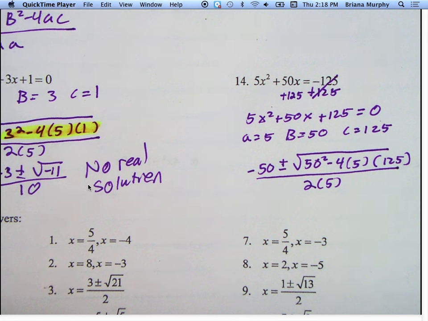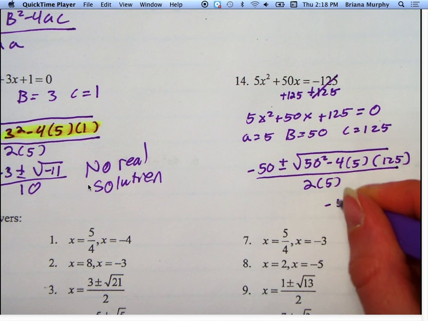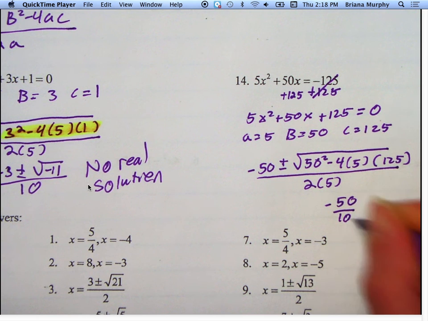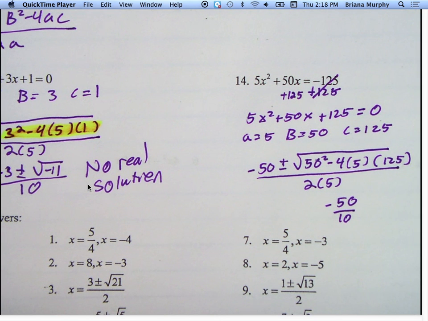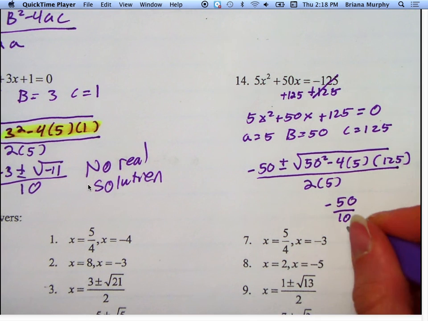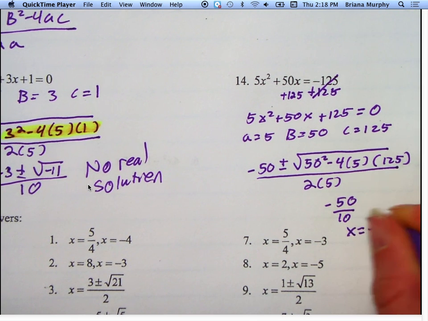0. So how many solutions is there going to be? 1. So I get negative 50 over 10. What's negative 50 over 10 give us? Negative 5. So x equals negative 5. I'm done. Wait, what? Okay.